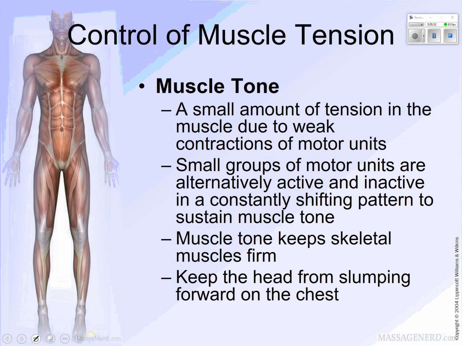Muscle tone is a small amount of tension in the muscle due to weak contractions of your motor units. You have small groups of motor units that are alternately active and inactive in a constantly shifting pattern to sustain muscle tone. Muscle tone keeps your skeletal muscles firm. Good posture will keep the head from slumping forward on the chest.